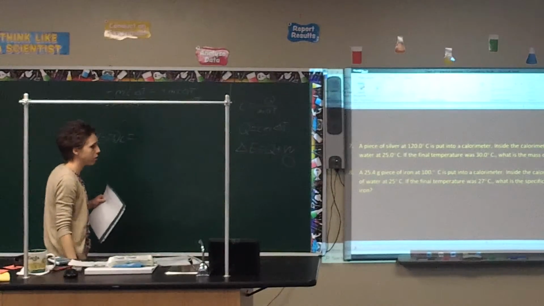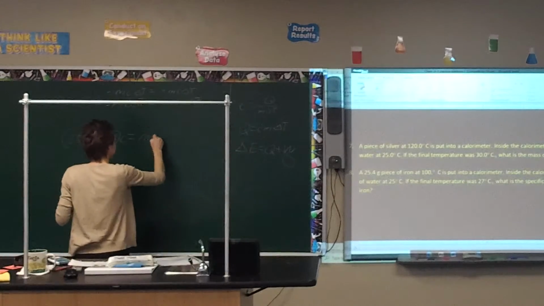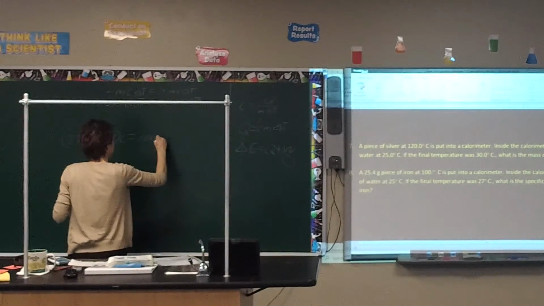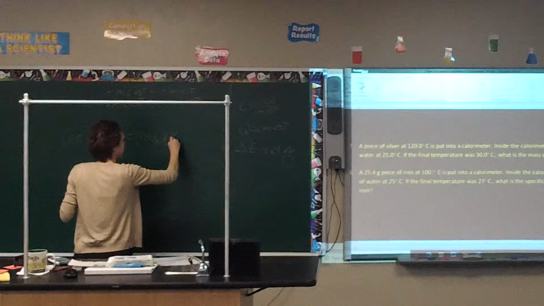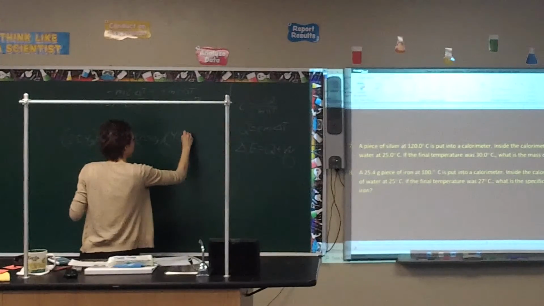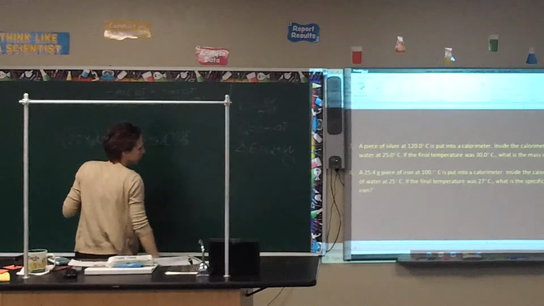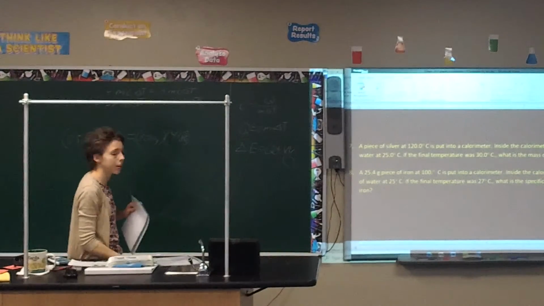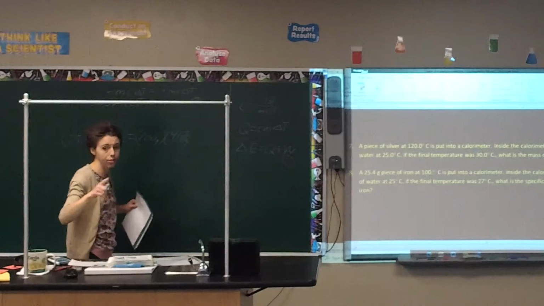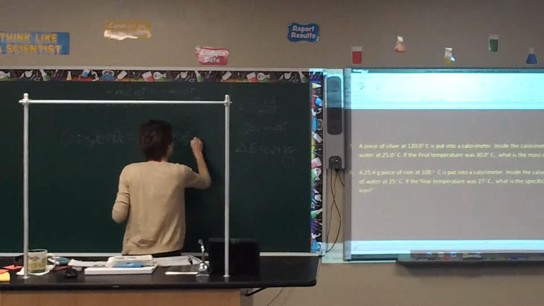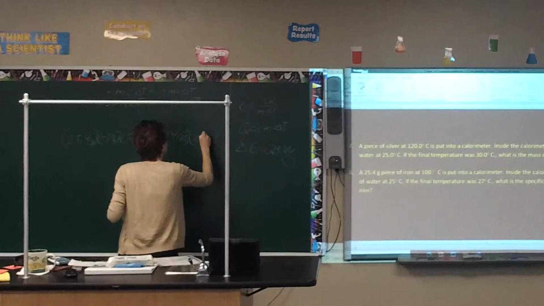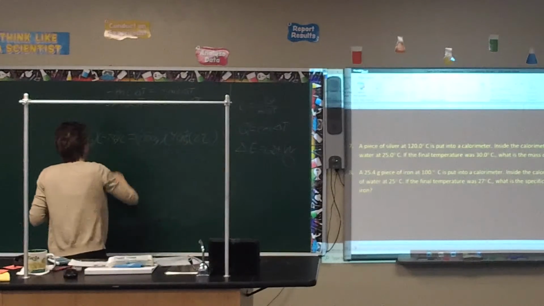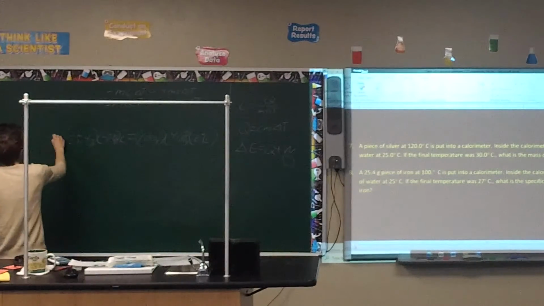Alright, so the mass of the water is still 100 grams. Specific heat of water, 4.18 joules per gram degrees Celsius. Alright, temperature change. It went from 25 degrees Celsius to 27 degrees Celsius. So 27 minus 25 is 2. Perfect. So 2 degrees Celsius temperature change. Oh, I forgot my negative 1.